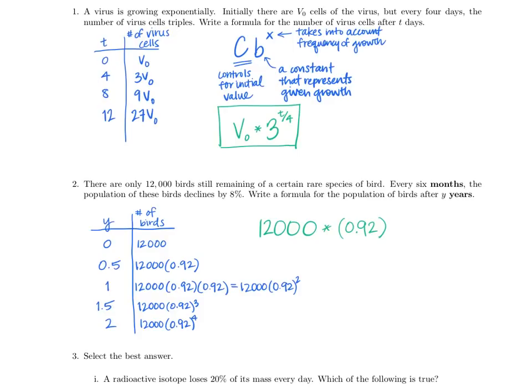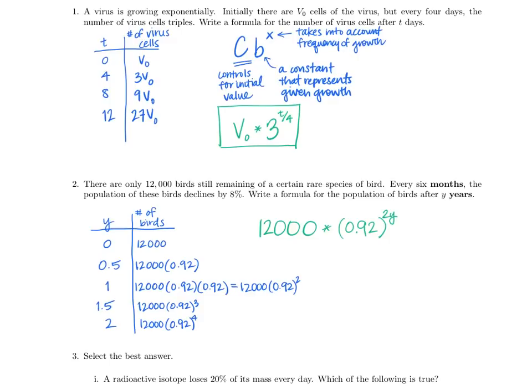Well, we notice, looking back at our table, that when y is 0.5, 0.92 is raised to the first power up here. When y is 1, 0.92 is squared. When y is 1.5, 0.92 is cubed. When y is 2, 0.92 is raised to the fourth power. So the relationship between y and the exponent is that the exponent is twice as big as y. Let's write that in. And we can go back and double check.